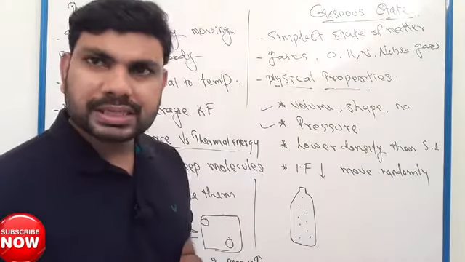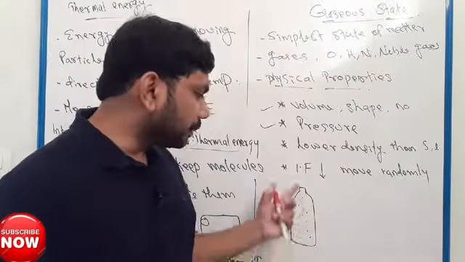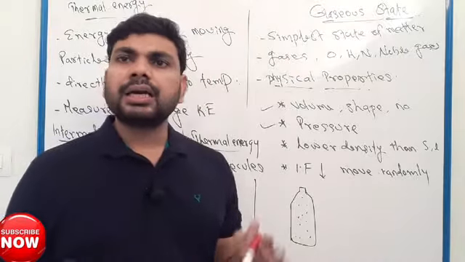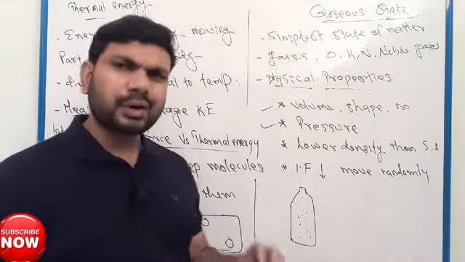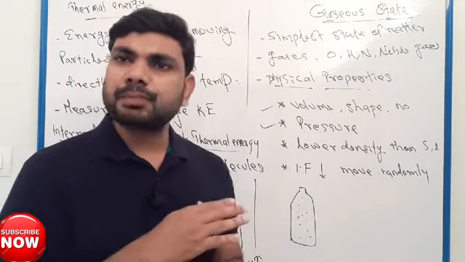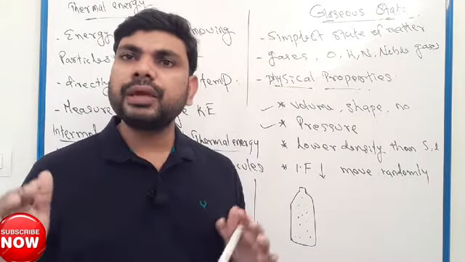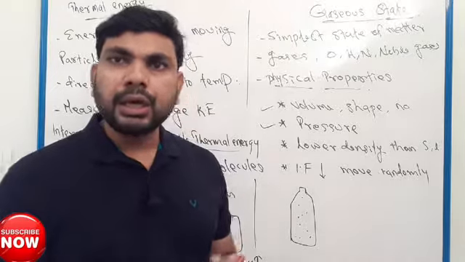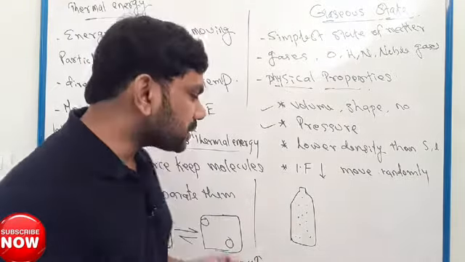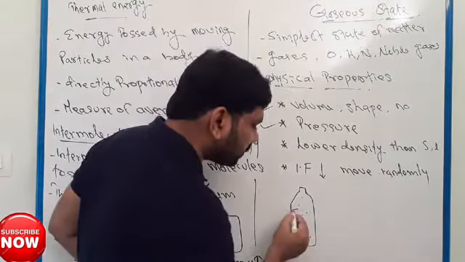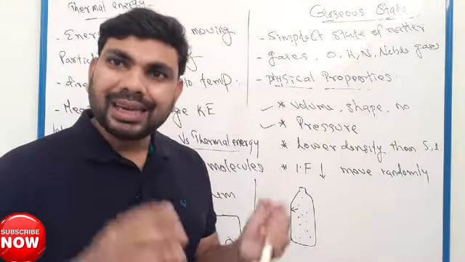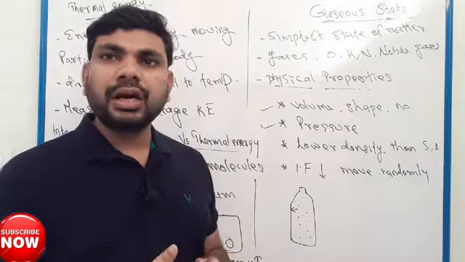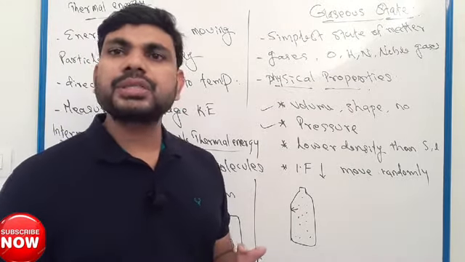Here is one closed cylinder with gases, and here are many gaseous particles. The intermolecular force of attraction between these gaseous particles is very less. That's why gaseous particles are continuously moving freely and randomly. During their motion, these gaseous particles will hit the wall of the container, and it produces pressure.